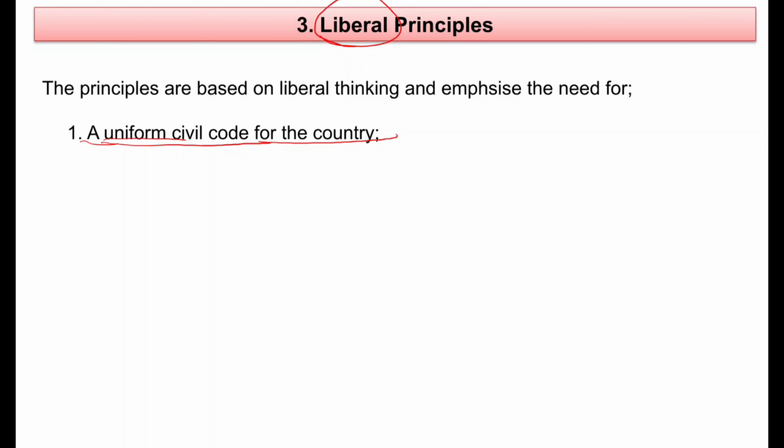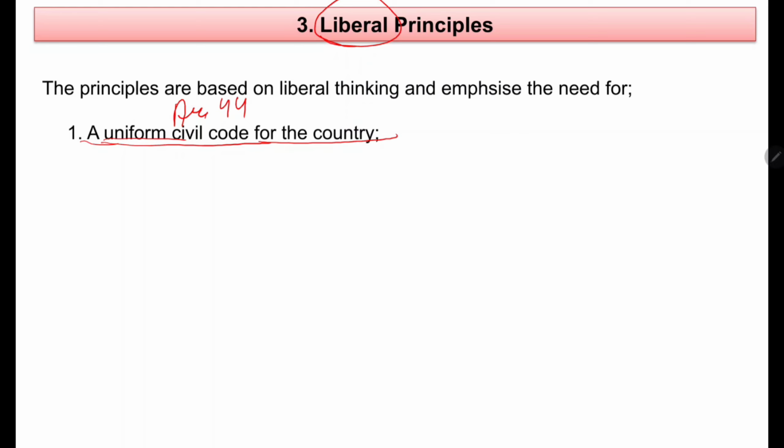And what is this uniform civil code? See, uniform civil code means there should be a law for everyone, equally, like replacing the personal laws regarding, especially in connection with their religion, marriage, and this comes under Article 44. Okay, under Article 44, uniform civil code.